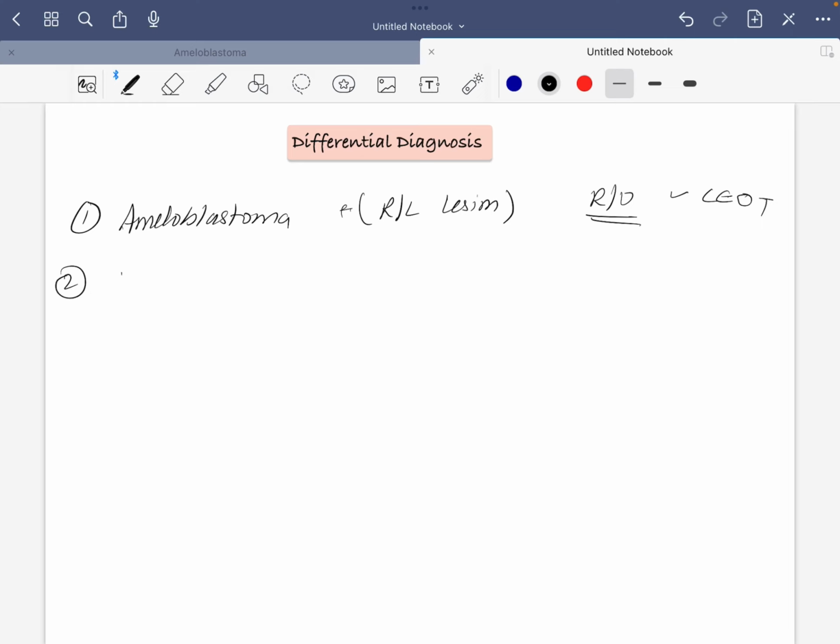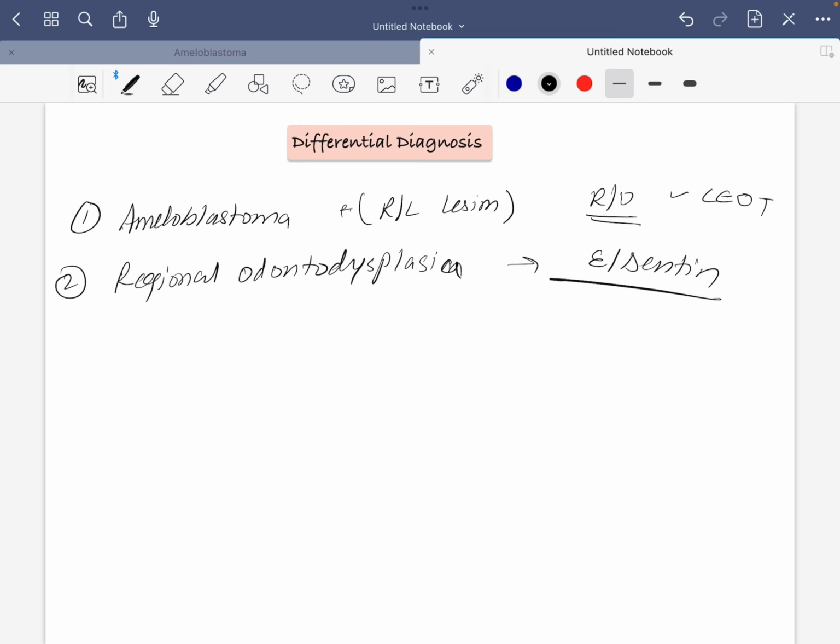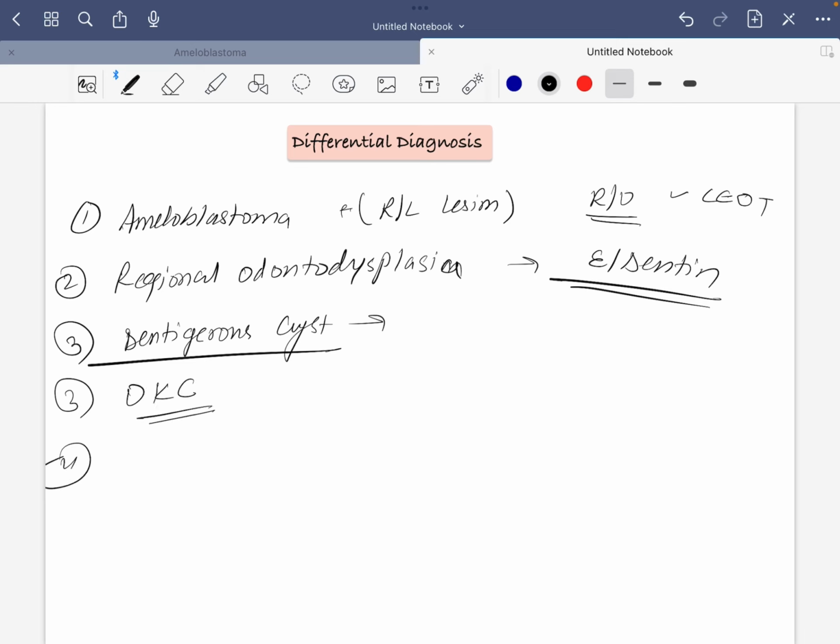What are the others? Regional odontodysplasia. When there is presence of enamel and dentin, the chances are it is going to be regional odontodysplasia. In C.E.O.T, you won't find enamel and dentin, but in regional odontodysplasia, you will find enamel and dentin. Then there are also other lesions like ameloblastic fibroma or odontogenic myxomas.